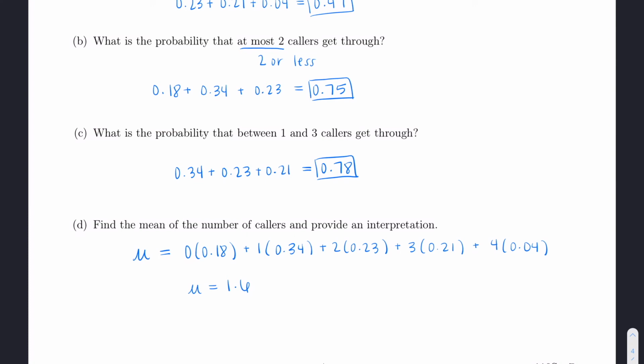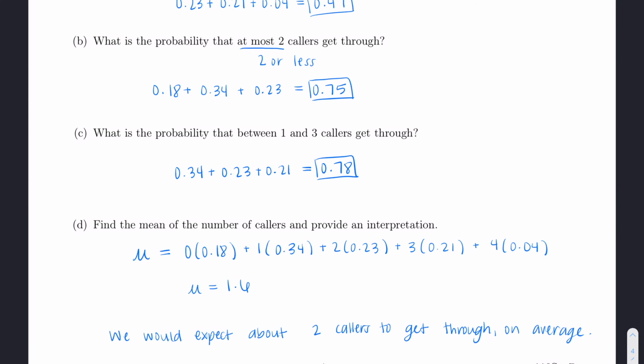that doesn't make any sense. So instead of saying that, what we're going to say is we would expect about 2 callers to get through. And this is on average, right? Because this is a mean.